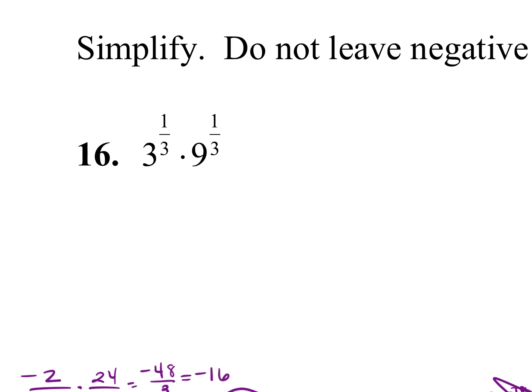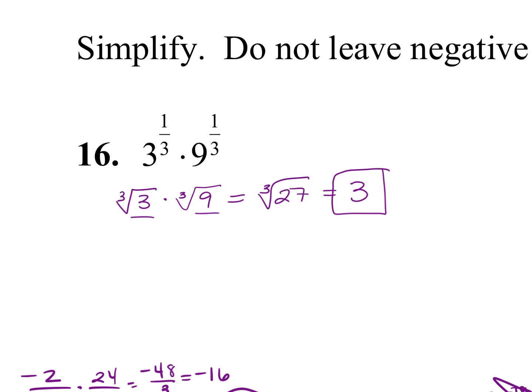What is the 1/3 power doing? Cube rooting. Again, your calculator will do this for you if you know all the right buttons to push. But you're saying the cube root of 3 times the cube root of 9. Can you multiply those? Yeah. So that's the cube root of 27. What is the cube root of 27? 3. It's 3. Okay.